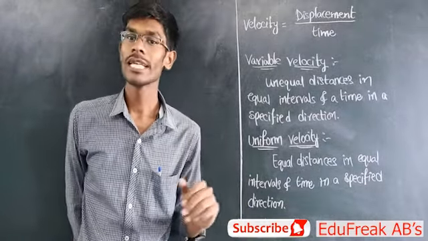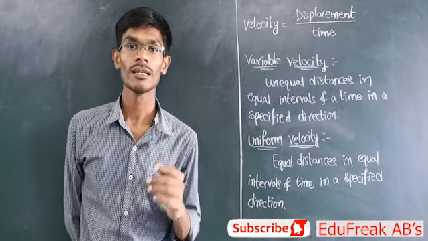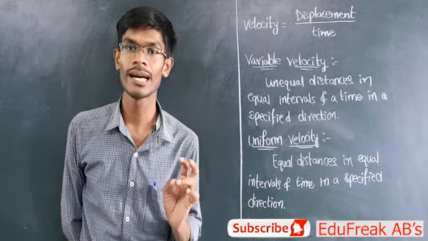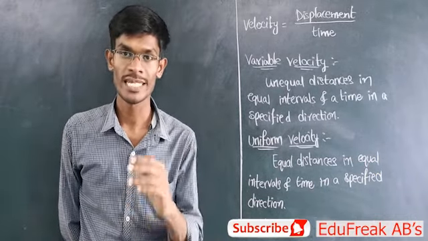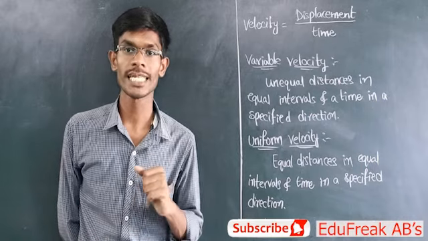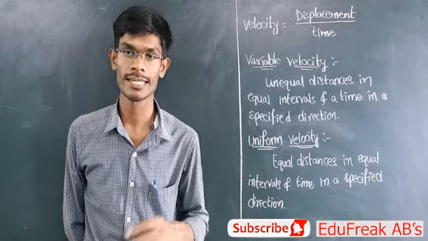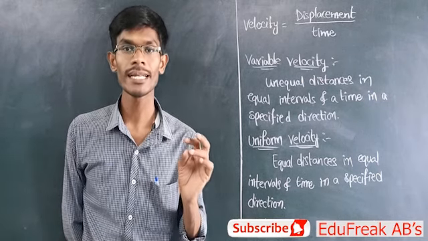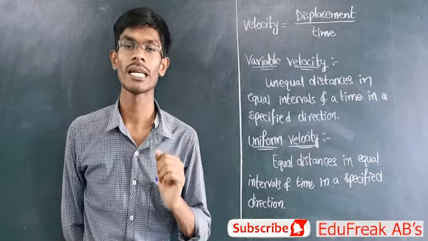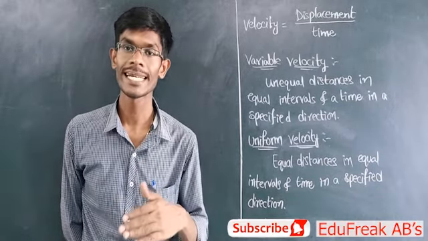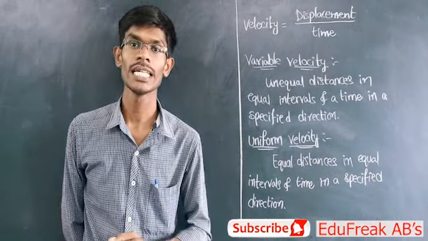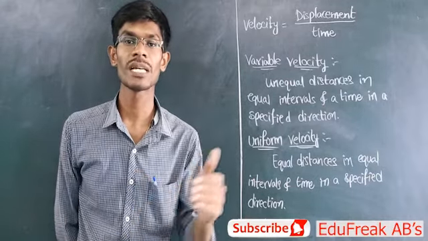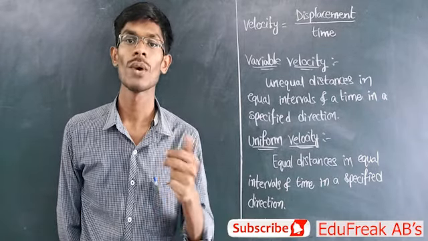See here, we have seen different types of speeds: average speed, uniform speed, non-uniform speed or variable speed, and instantaneous speed. The same way, when it comes to velocity, we will have different types of velocities: average velocity, uniform velocity, non-uniform velocity, and instantaneous velocity. Then, what is velocity? The rate of change of motion in a specified direction, we will call it velocity.